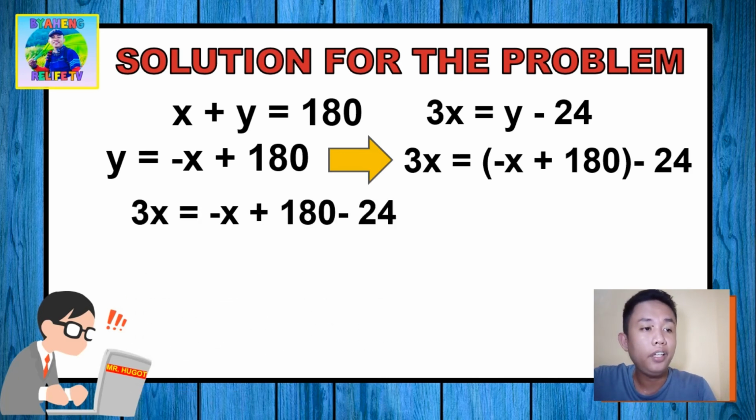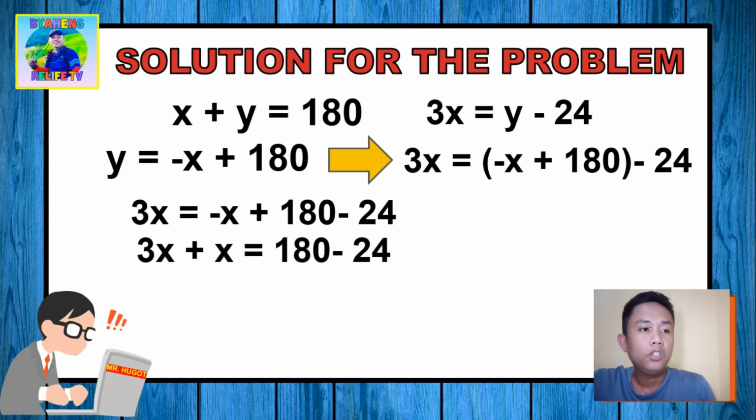We become 3x equals to negative x plus 180 minus 24. Okay? Anong sunod kong gagawin? Tingin nyo. Tama kayo. Si 180 ay i-minus ko sa 24. At si negative x ililipat ko sa kabilang side. So, magiging siyang ganito. Anong ginawa ko sa negative x para naging positive x? Very good. Kapag ililipat mo yung negative x on the other side, kailangan babaguhin mo yung sign niya. Kaya from negative x, naging positive x siya.